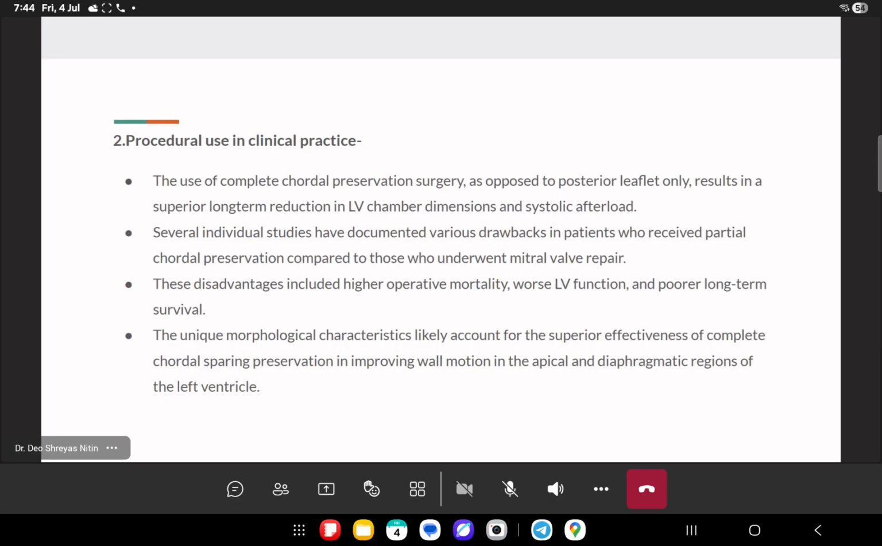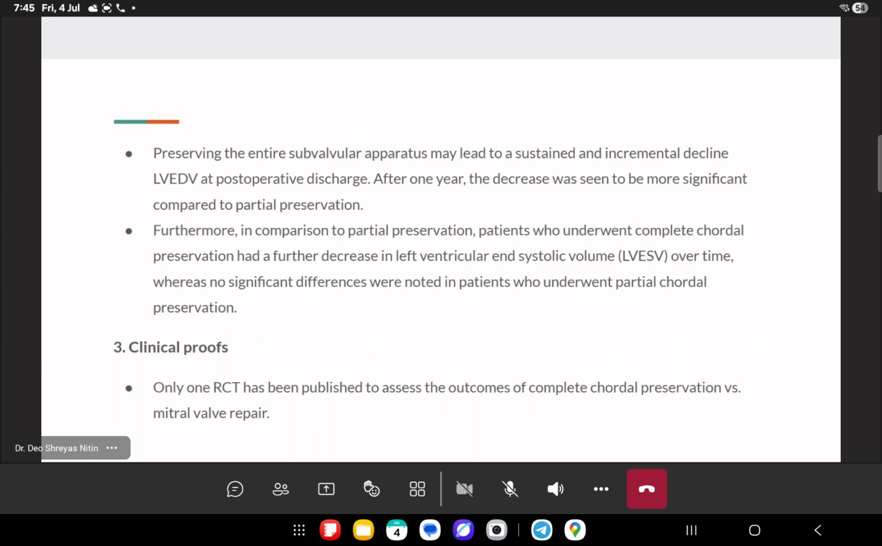The unique morphological characteristics likely account for the superior effectiveness of complete chordal sparing, improving wall motion in the apical and diaphragmatic regions of the left ventricle. Preserving the entire subvalvular apparatus may lead to a sustained and incremental decline in left ventricular end-diastolic volume at postoperative discharge. After 1 year, the decrease was seen to be more significant compared to partial preservation.